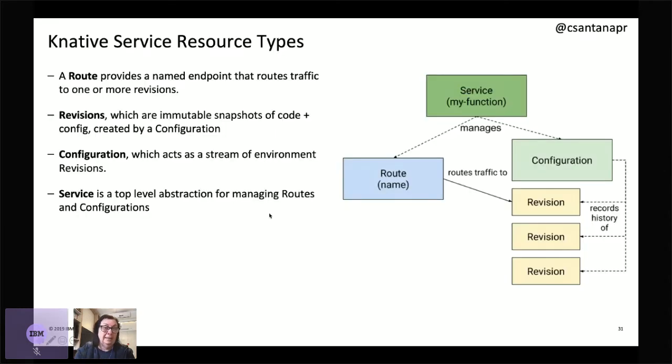So the Knative service resource types, and actually all of them you managed to see. We have the route, which is the endpoint to our service. We have our revisions, and every time we do some update on the service, we create a revision, and all those revisions are connected to what is called a configuration, and everything is connected to our service.